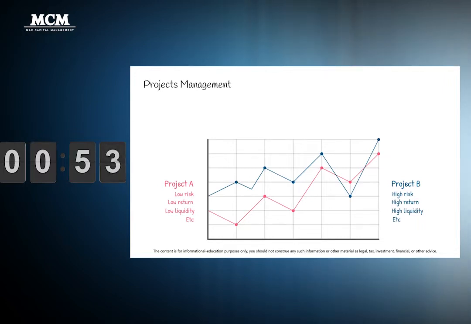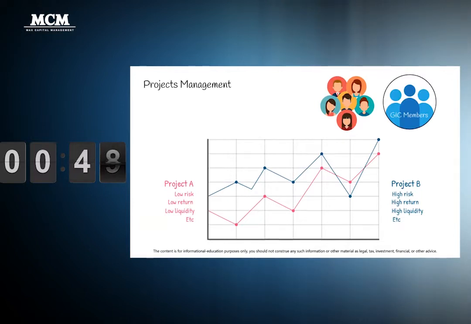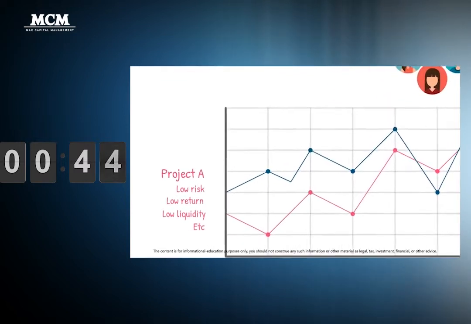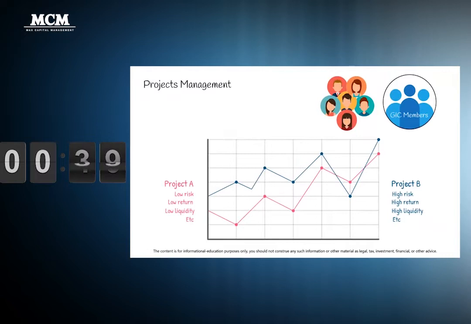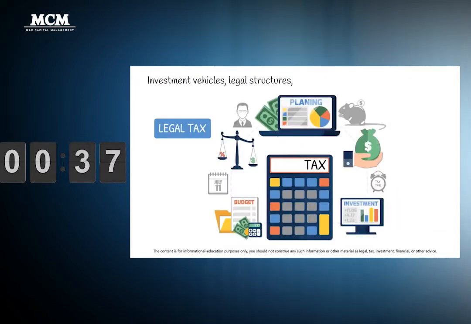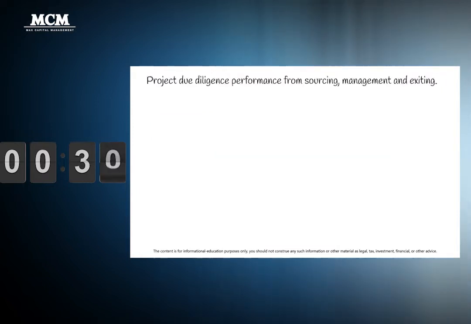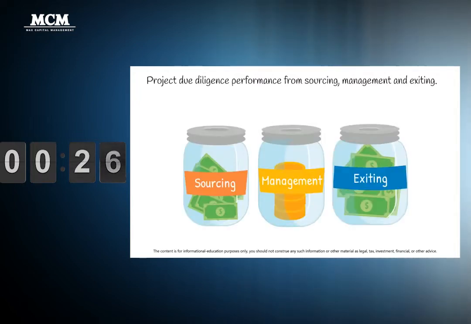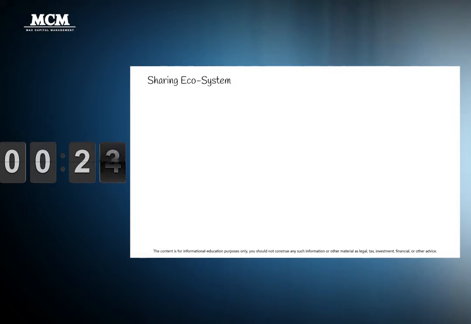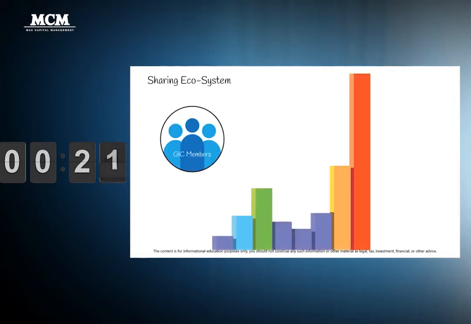Project management. Since 2012, Max Capital Management has always been providing project management consultancy to GIC members in the community with clarity. Members can easily do their project from a transparent perspective, which is reassuring. This includes investment vehicle, legal structures, tax and other aspects related to risk. It also caters to wide-ranging project due diligence from sourcing and management to exit, and a sharing ecosystem to help GIC members with their investing journey as they learn.